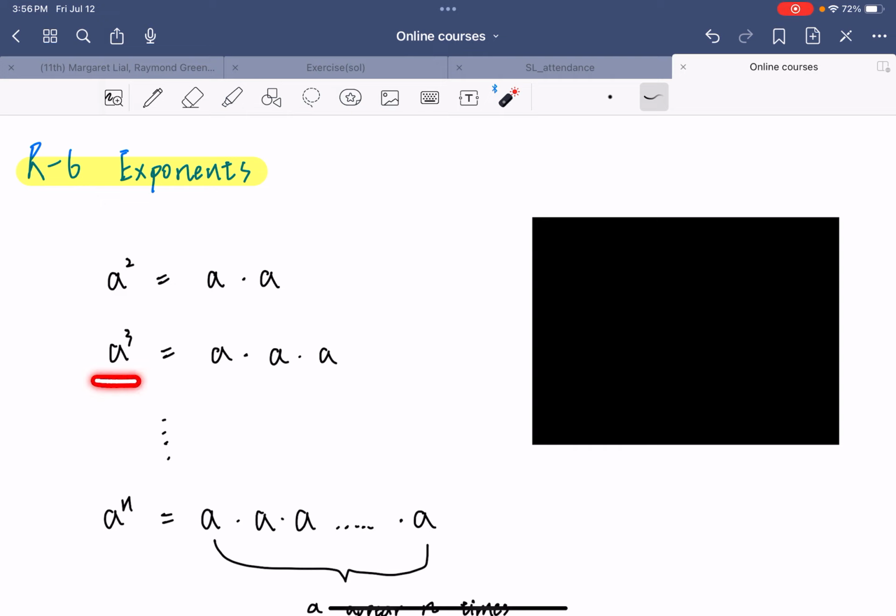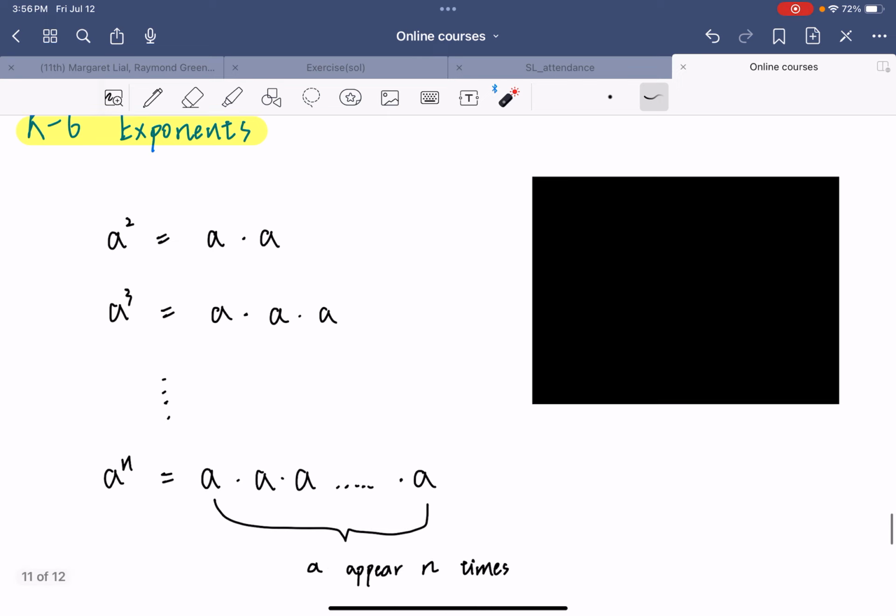And so we can extend that with a with power of 3. That means 3 a's times each other. And then we can write a with power of n. That means we have a that appears n times in here, and they are all multiplied by each other.